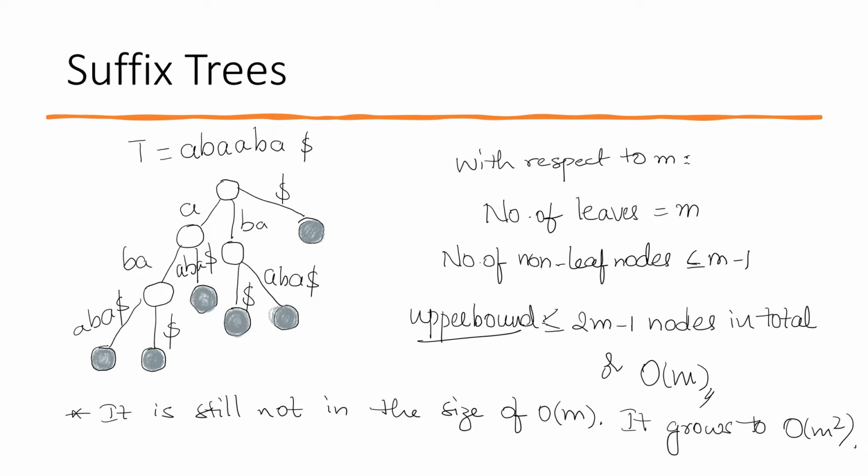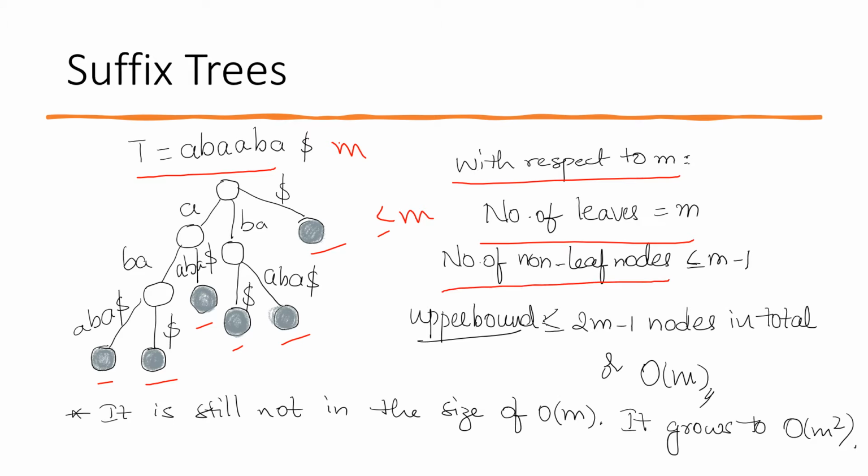So how many leaves does this hold? With respect to m, for example, if the length of the text given is m, then the number of leaves will be m. Obviously, the number of substrings or number of suffixes is bounded by less than or equal to m, as discussed already. So the number of leaves will be m. The number of non-leaf nodes will be m minus 1.